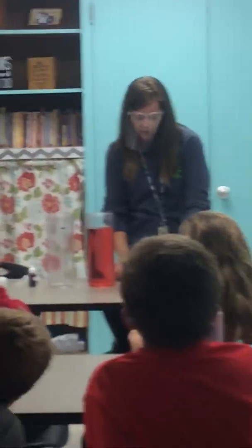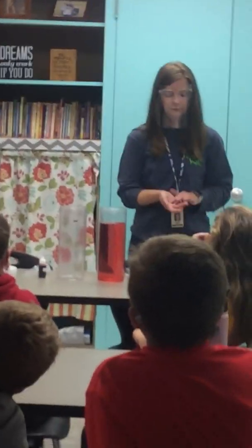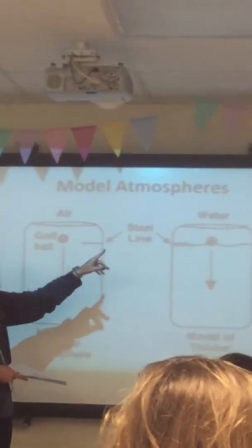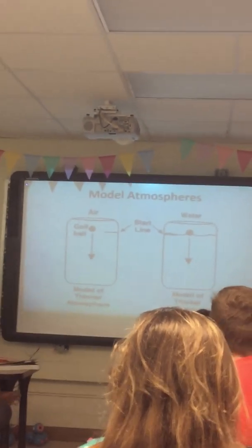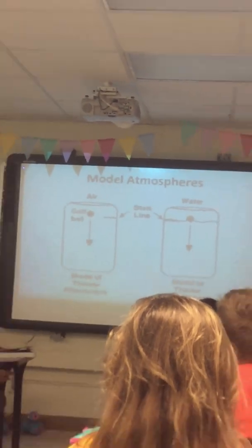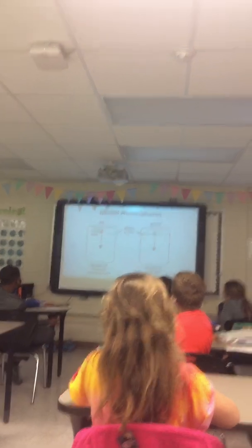If I put something in there that would float, possibly. Okay, I'm going to switch places with you again. All right, so these were our models. Our model of the thin atmosphere had nothing in the canister. Drop the golf ball, it fell very fast. Okay. Our water model, the thicker atmosphere, fell slower because it had to push all of those things, the water molecules and everything, out of the way as it fell.